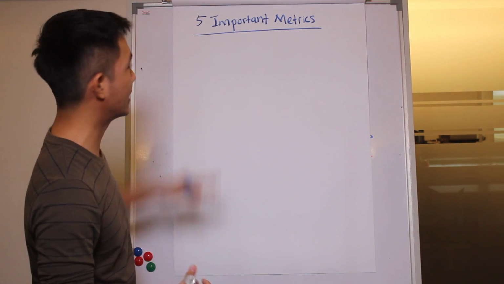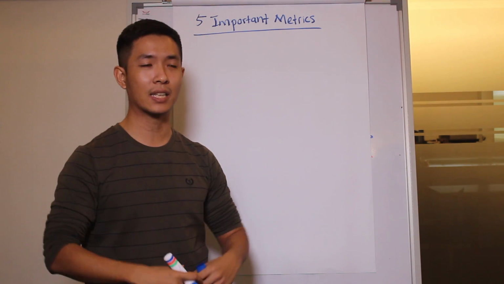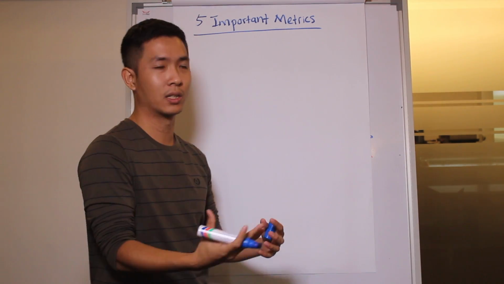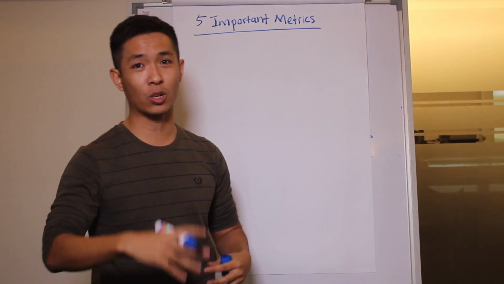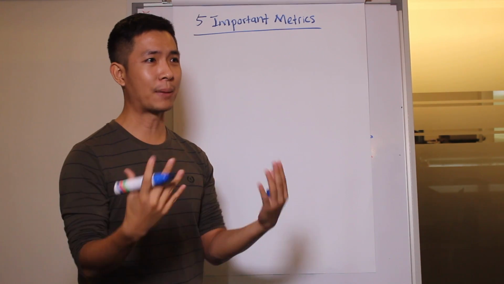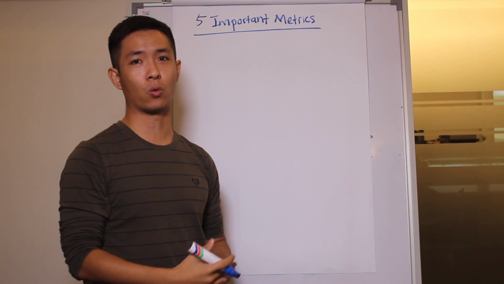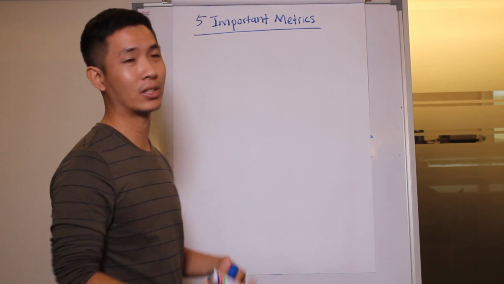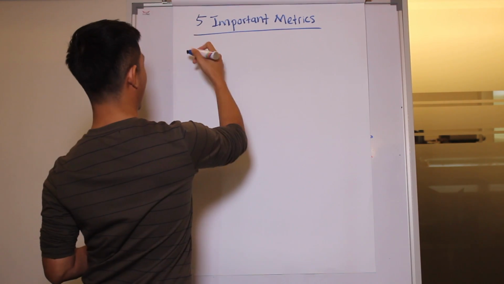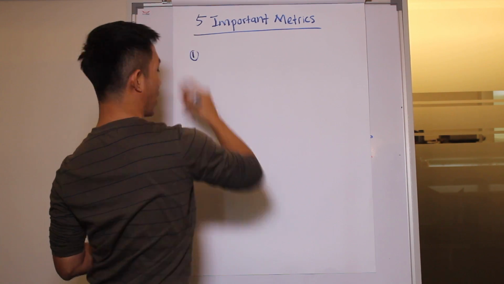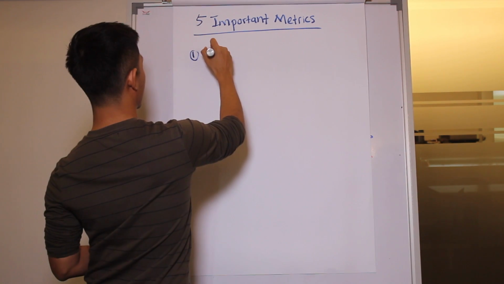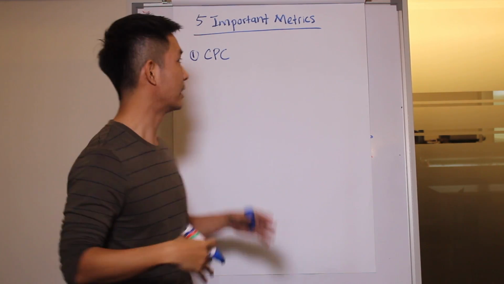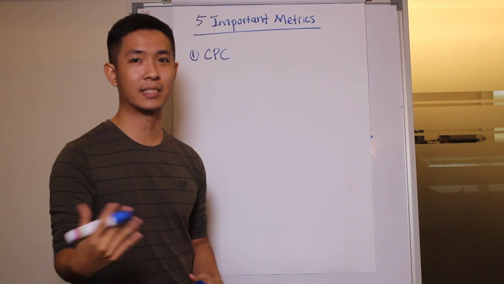So right now I'm going to list out one by one the metrics that are important for that formula to work. Okay, so if your campaign is not working, or somehow you're not achieving the ROI you want, it's because of these 5 metrics that I'm going to list out right now. Okay, so the number 1 metric is CPC. It's called cost per click, CPC.